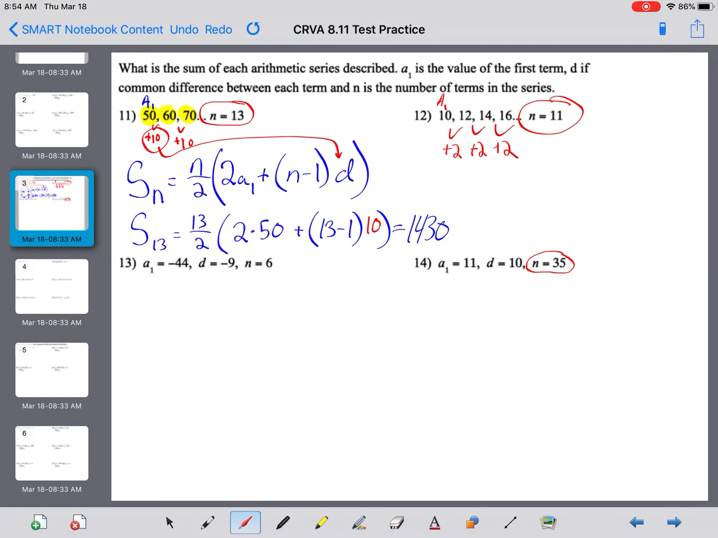All right. Number 13, they don't give you a pattern. They give you the first term and the difference and the number of terms. Now on your test, I'm pretty sure they're not going to tell you the difference. You're going to have to calculate it. So this one would have looked something like negative 44, negative 53, negative 62, etc. And you'd have to be like, oh, we're decreasing by 9 every time.